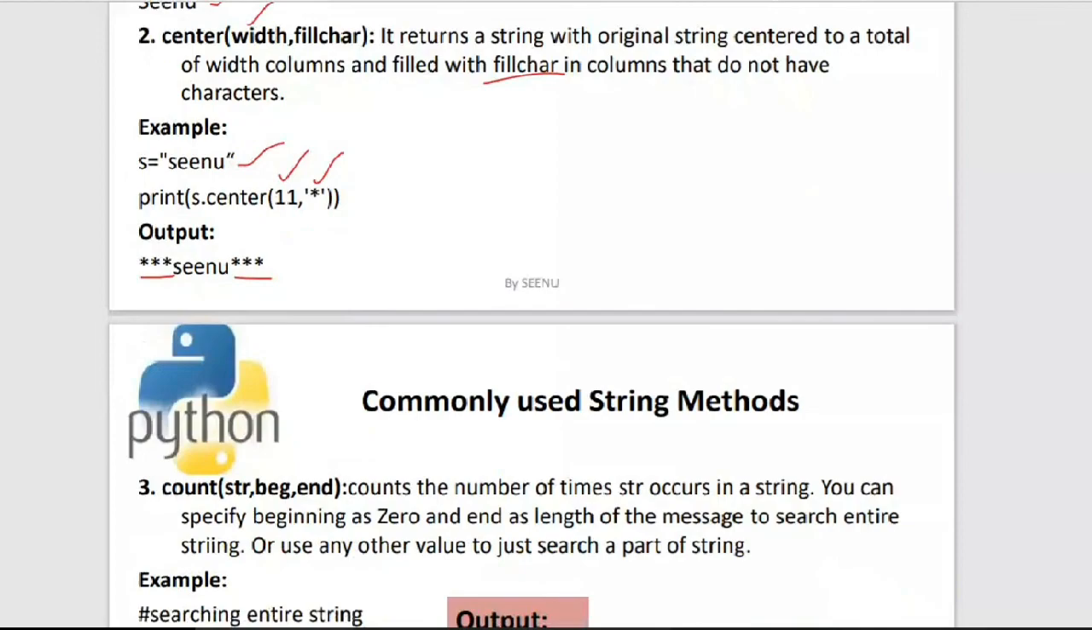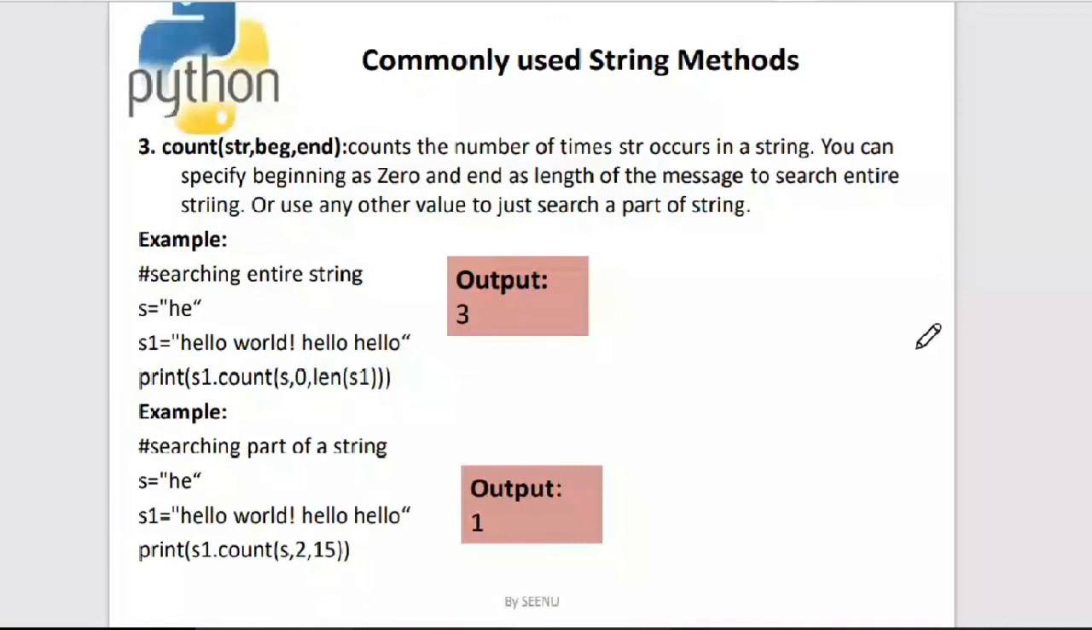And the next method is the count method. The count method is taking 3 arguments over here. The first argument is the string itself, and the second is the begin and end. I just wanted to count the number of occurrences. So count the number of times str occurs. Here I have given str, because I wanted to count the number of occurrences of str in the string. You can specify beginning as 0 and end as the length of the message to search the entire string, or use any other value to search a part of the string.